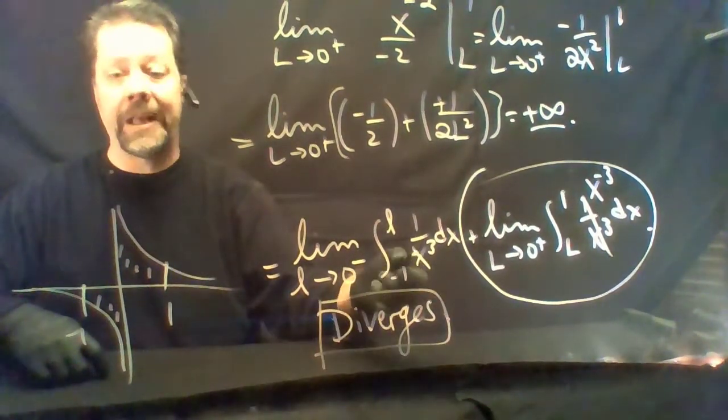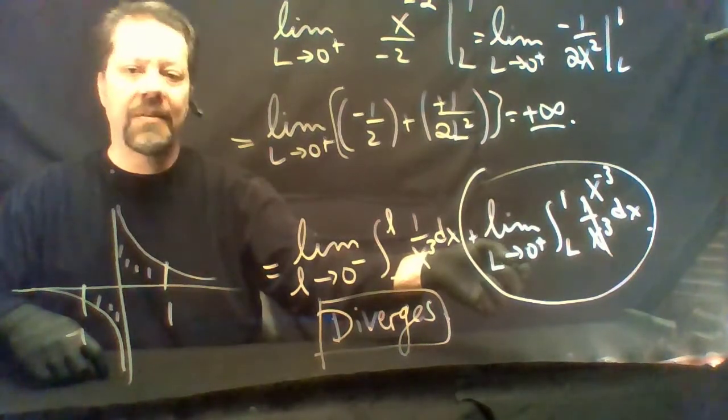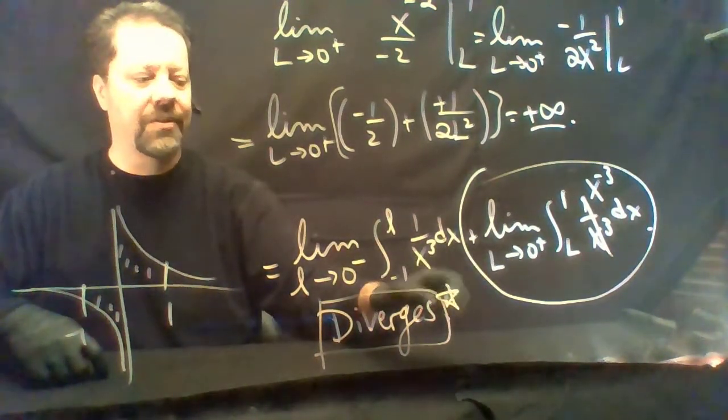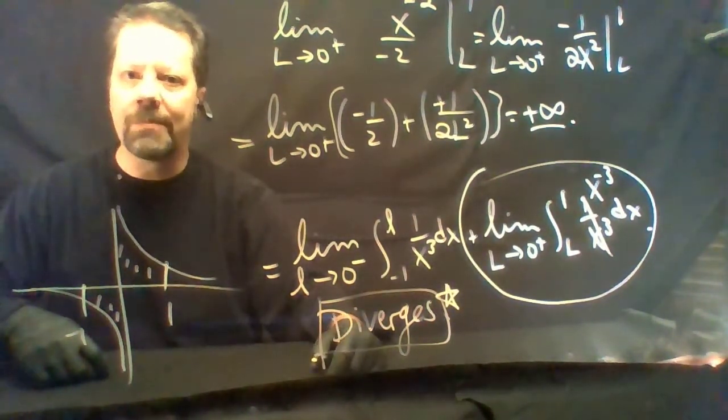The other integral will diverge to minus infinity. The whole thing will just be declared to diverge, and we won't specify a value.